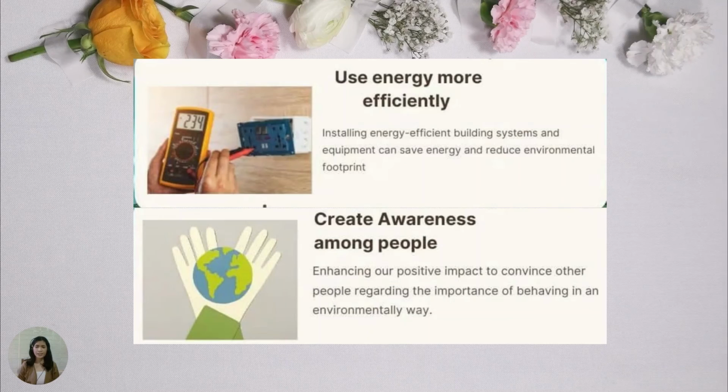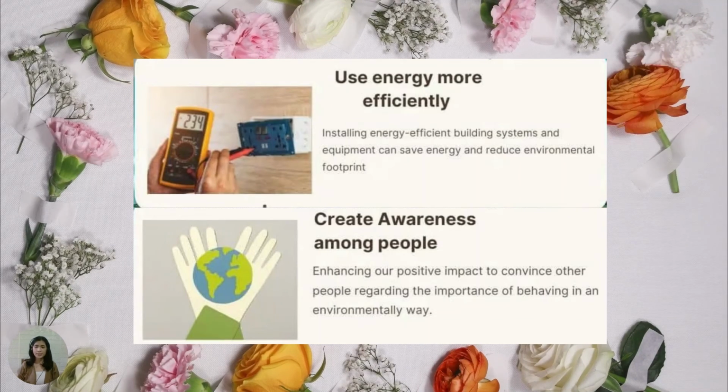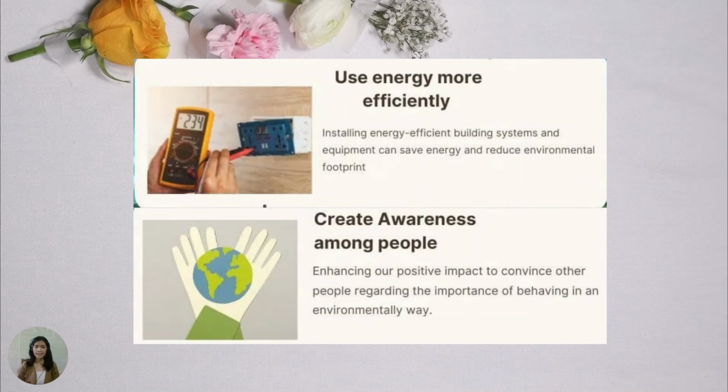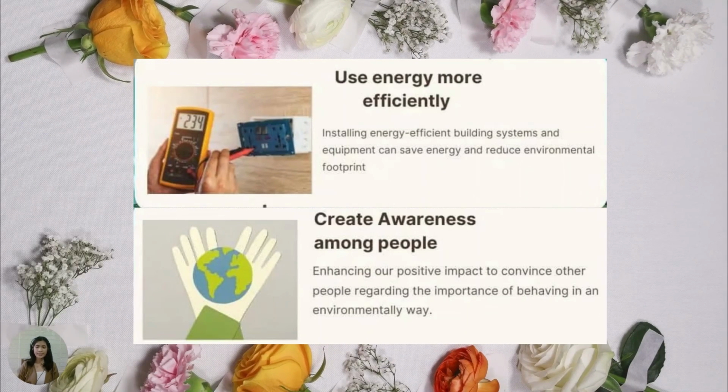For example, energy efficient LED light bulbs are able to produce the same amount of light as incandescent light bulbs by using 75 to 80% less electricity.